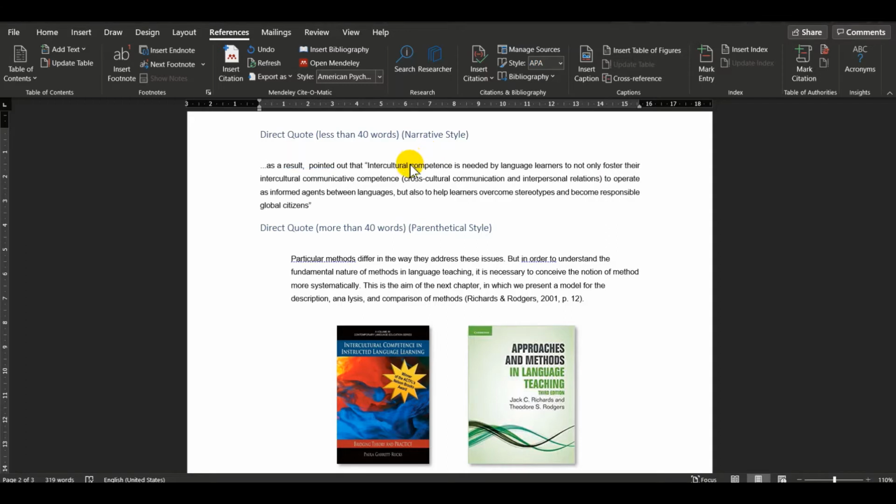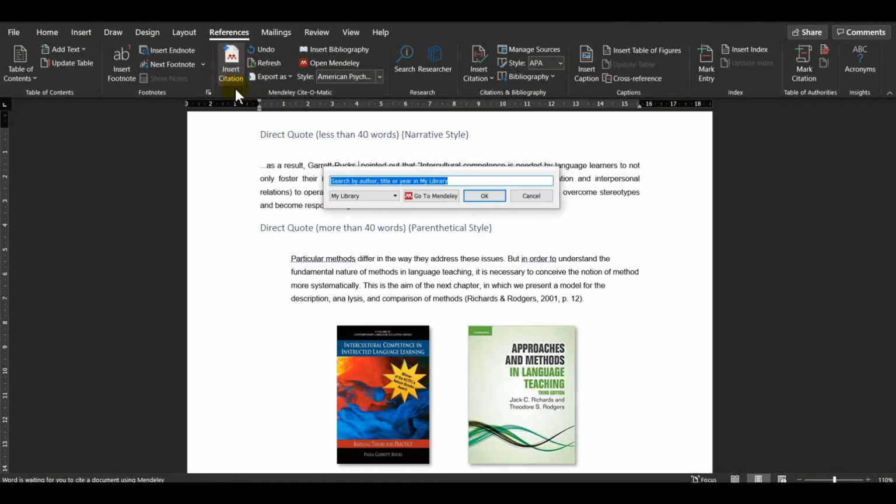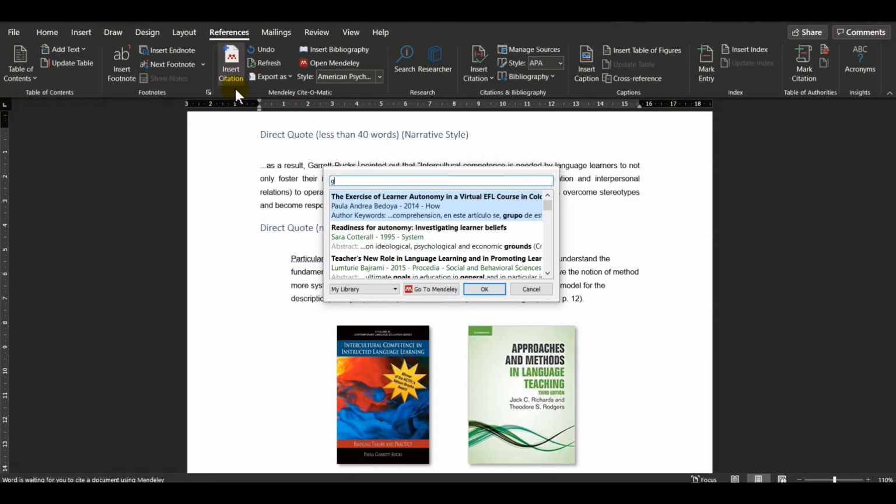But this first one has less than 40 words, so you can join that quotation inside your text. In this example, I would like to use a narrative style, so I must begin writing his surname. Garrett-Rocks is his surname. The hyphen is part of his surname, so you must write this. I click on Insert Citation.